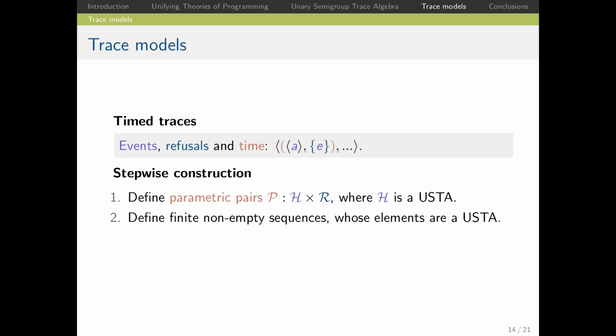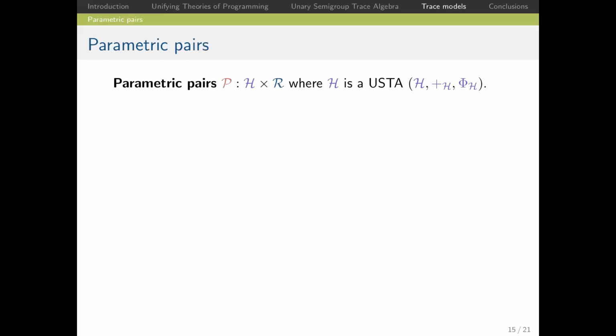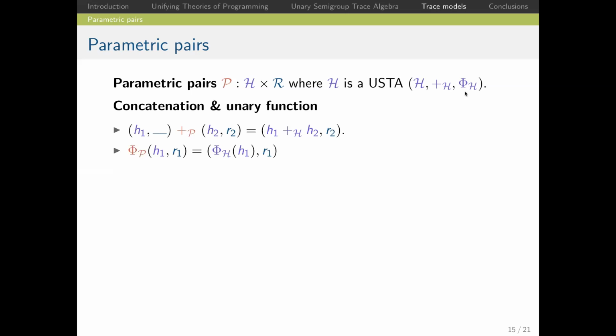Then I'll define finite non-empty sequences, assuming that the elements are also satisfying the Euster axioms. And then I'll lift twice the Euster from parametric pairs all the way to the finite non-empty sequences. So as I said, we assume that for the parametric pairs, the type H is a Euster. So we have a concatenation operator plus H here, and we have a phi H. So we define them as follows.